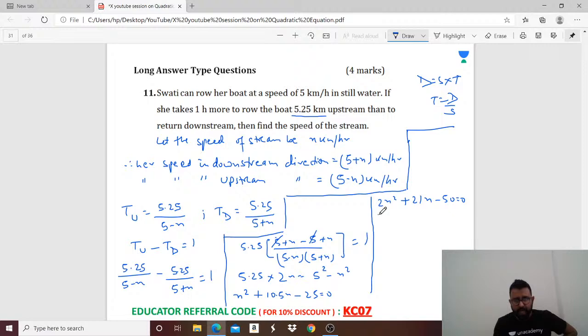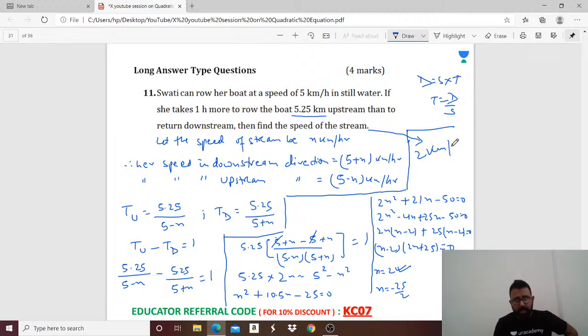So 25 4 times, so 2x square splitting sahi ho jayega, minus 4x plus 25x minus 50 is equal to 0. So take 2x common, x minus 2, here take 25 common, x minus 2 is equal to 0. So x minus 2 and 2x plus 25 will be equal to 0. Okay, so that means x is 2, the right answer, because x can't be minus 25. So speed of the stream will be 2 kilometer per hour.